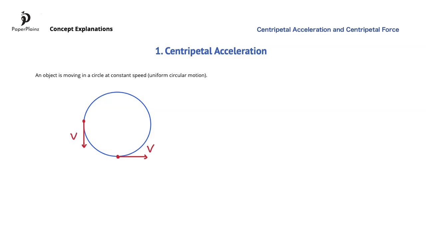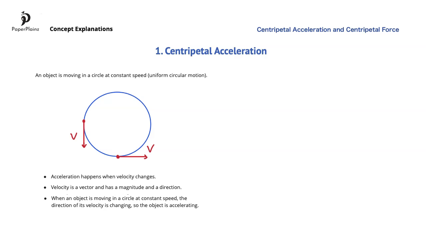Recall that acceleration means change in velocity, and that velocity is a vector, so it has a magnitude and a direction. As you can see from our diagram, when an object is moving in a circle at constant speed, the direction of its velocity is changing, which means that the object is accelerating. At first sight, this acceleration might not be obvious, because we usually think about acceleration as a change in speed. So keep in mind that acceleration is a change in velocity, so a change in the direction of the velocity results in acceleration. Similarly to velocity, acceleration is also a vector.